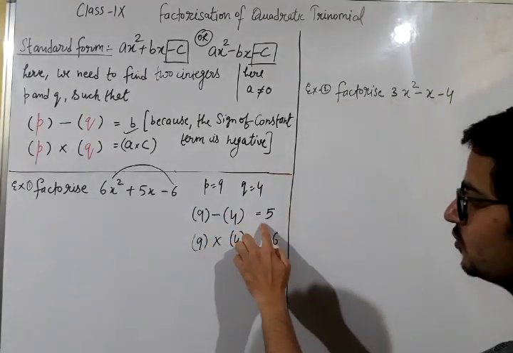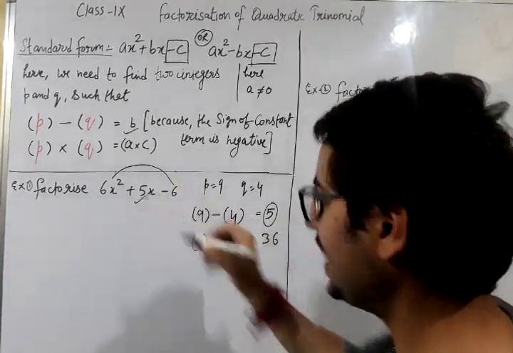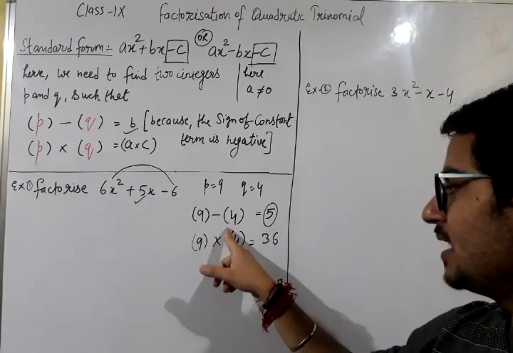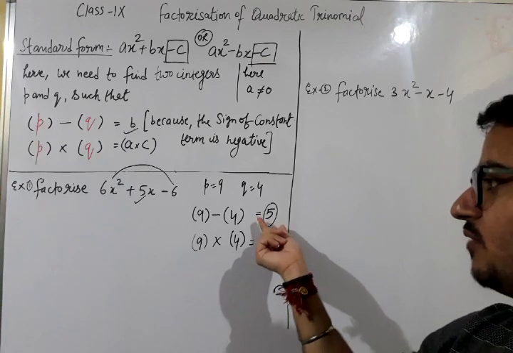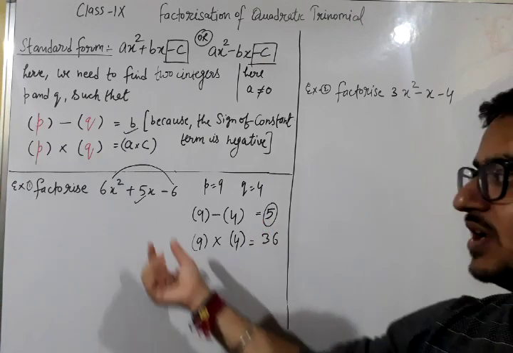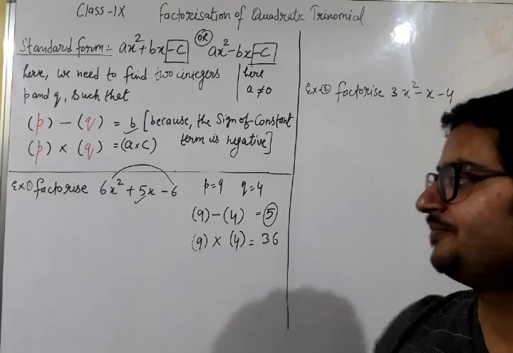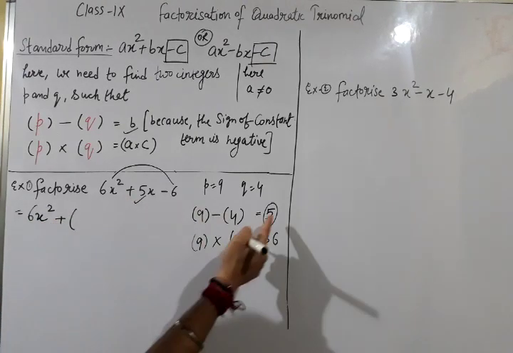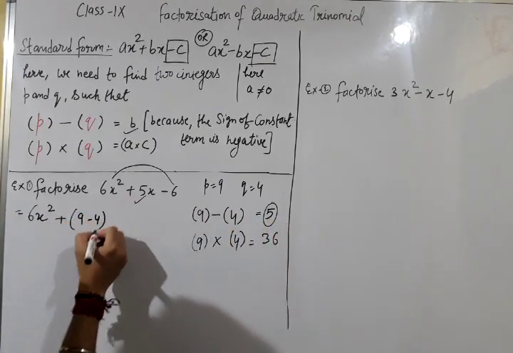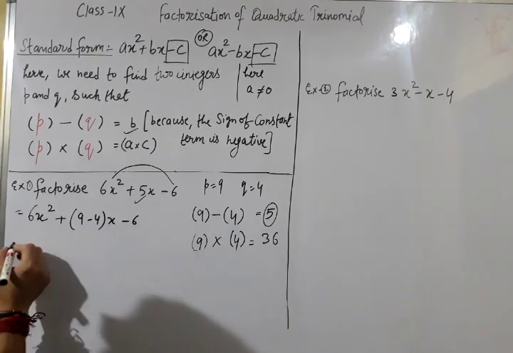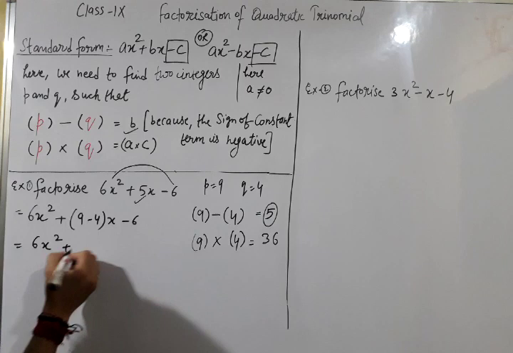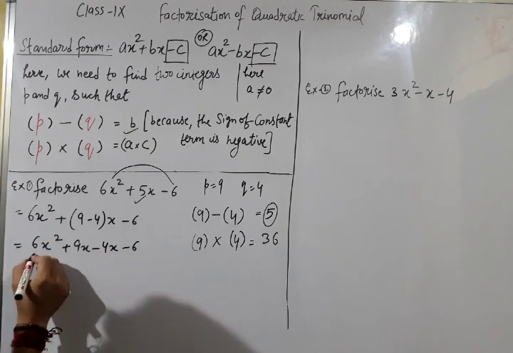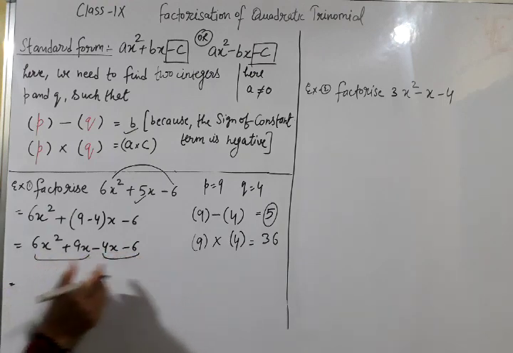So 9 minus 4 is equal to 5 and this is your middle term, and now we will split the middle term according to 9 minus 4. We are not changing anything, we are just changing the representation of 5x. So start your solution. 6x square will remain the same, plus 5 can be written as 9 minus 4, only the representation of 5 is changed here. Then x minus 6, open the bracket, 6x square plus 9x, minus 4x, minus 6. Take out common terms from the first two terms and from the last two terms.